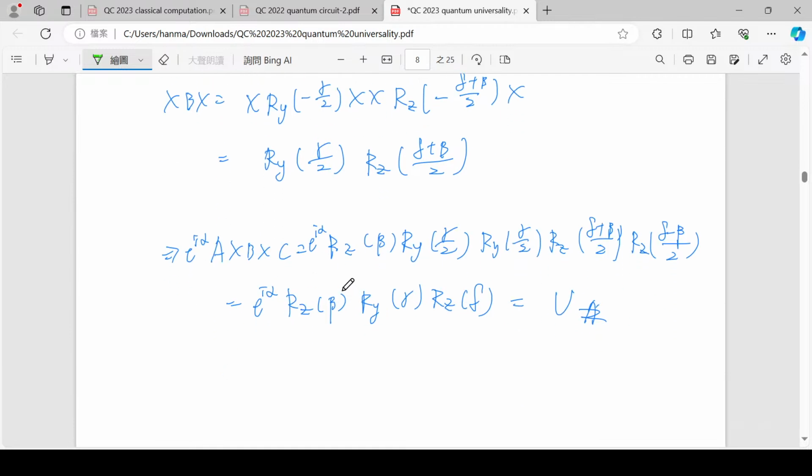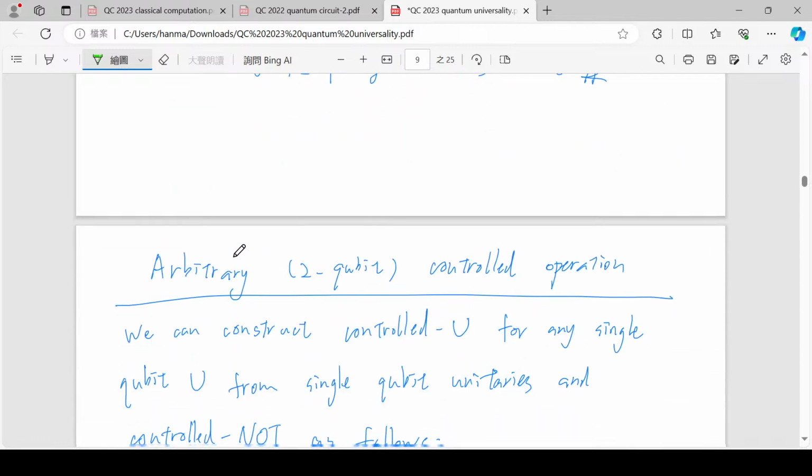And finally, you piece it together: e to the minus i alpha, A, X B X, and C. Then you line them together, and you see they combine nicely to what we want. So gamma over 2 and gamma over 2 combine back to your RY gamma, and delta minus beta and delta plus beta and delta minus beta just become delta over 2. And as we said, this is the decomposition of our unitary. So this is our unitary.